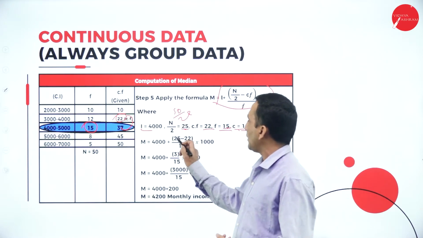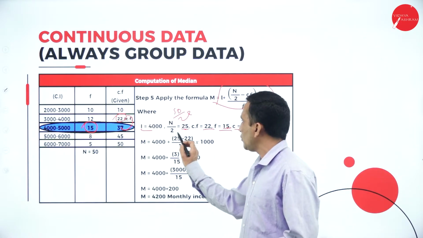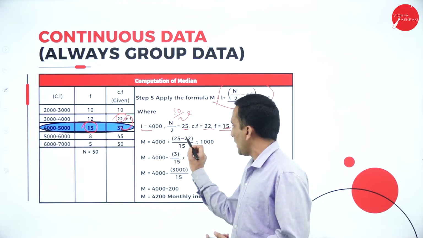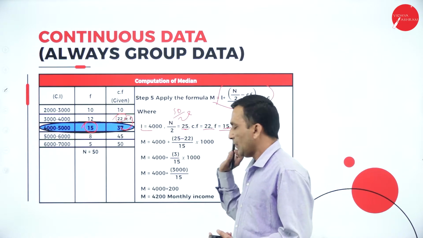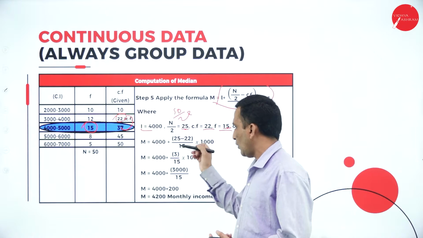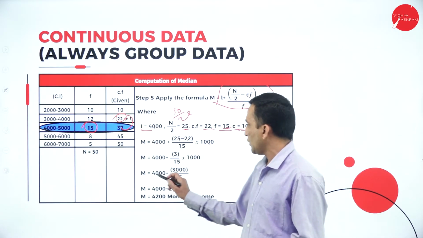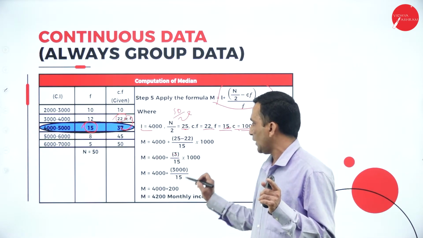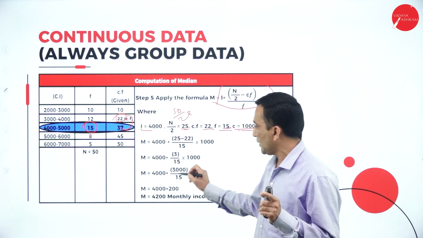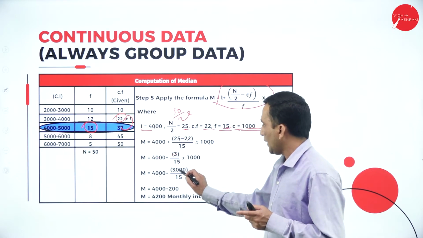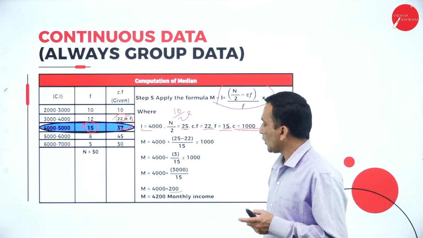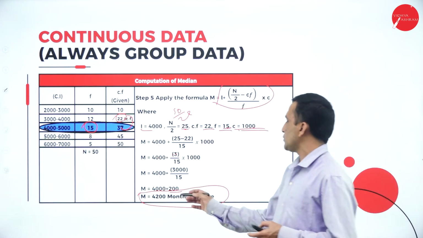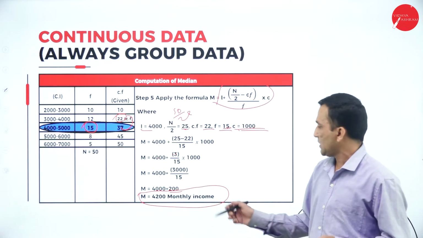Now again I can simplify one by one. First we need to remove the bracket. As it is, I am writing 4000 plus 25 minus 22, which is 3, divided by 15, into 1000. Again I will remove the bracket. The 4000 I write as it is. Now 3 into 1000 is 3000, divided by 15. Again I will simplify: 4000 as it is, and 3000 divided by 15 gives 200. Now the final median value is 4200, monthly income, because the question is about monthly income.